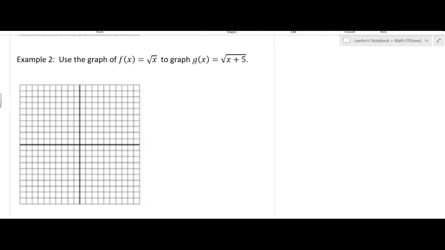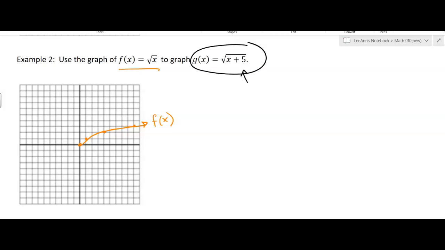So they want us to use the graph of our square root function. Again, we need to get familiar with these. Our square root function looks like that. And now they want us to graph this function, g of x. So this was f of x, and now to use the transformations, we want to think about what that plus 5 is going to do.